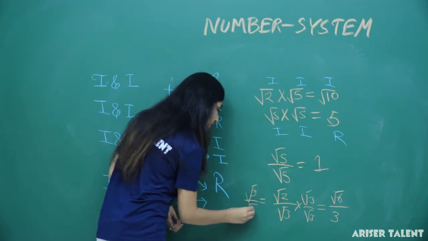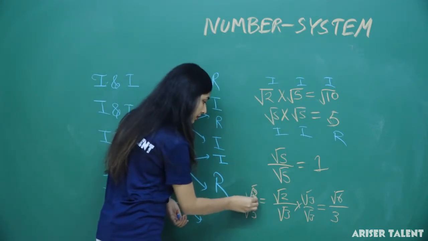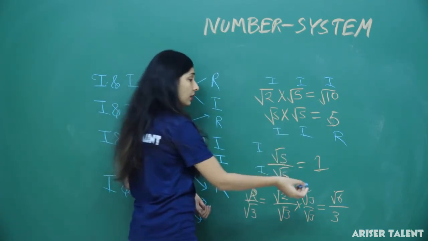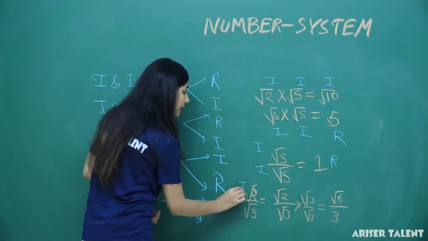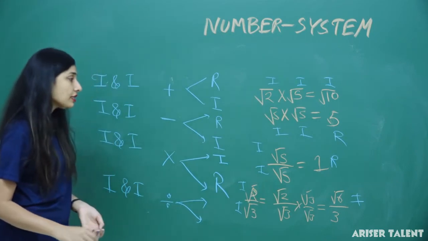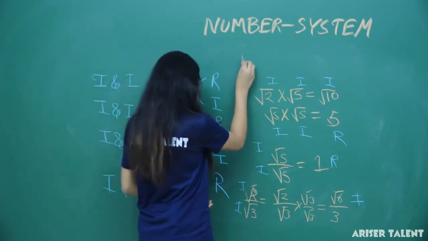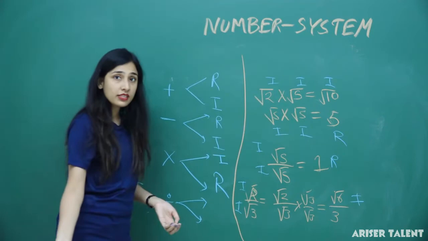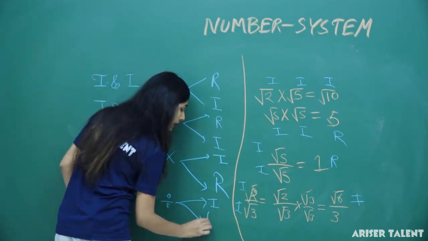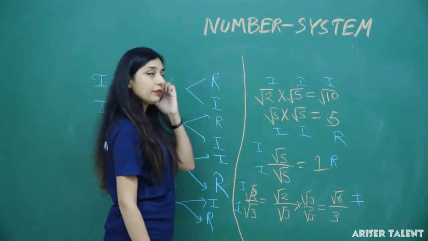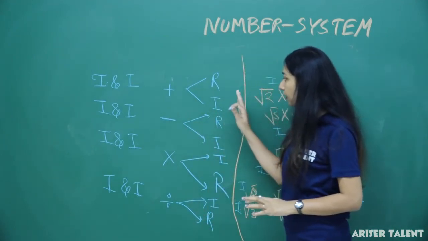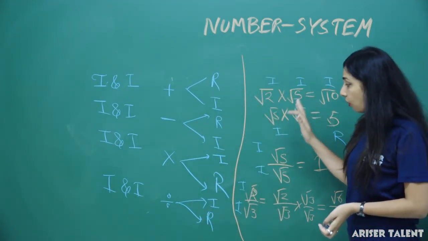Now my question to you is, this is irrational, what do you get? Rational. This is irrational, but what do you get? Irrational. That means there are fair chances of getting rational as well as irrational, depending on the two values you have taken. So irrational and rational, those can be the outcome also. These are the points you have to remind yourself always.